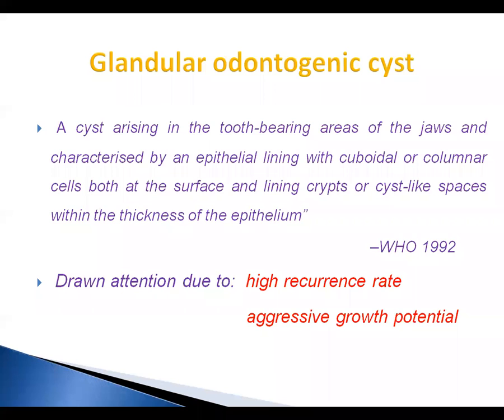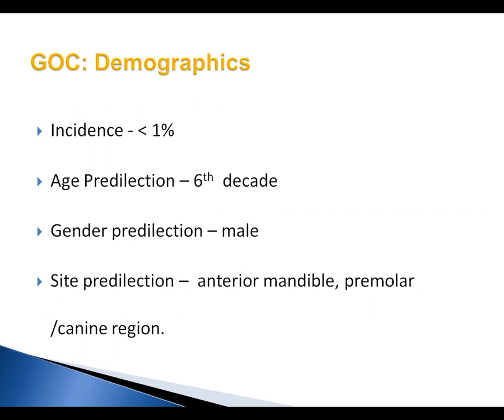So it is very similar to the odontogenic keratocyst. It has a high recurrence rate and an aggressive nature. Incidence is less than 1%. Age predilection is the sixth decade. Gender predilection is male. Side predilection is the anterior mandible, premolar and canine region. Very important: side predilection is the anterior mandible, as well as the premolar and canine region.